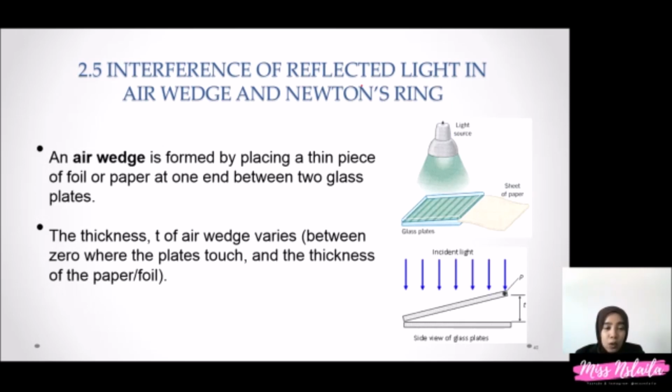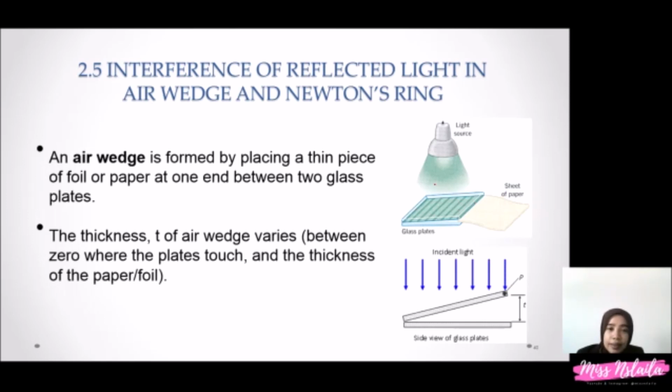To produce an air wedge, we can form it by placing a thin piece of foil or paper at one end between two glass plates. Based on this figure, we can see there are two glass plates and we put a sheet of paper right here to make sure there will be an air gap between these two glass plates. Then there will be a light source from above and the result is on this glass plate. You can see there will be a series of dark and bright fringes right here.